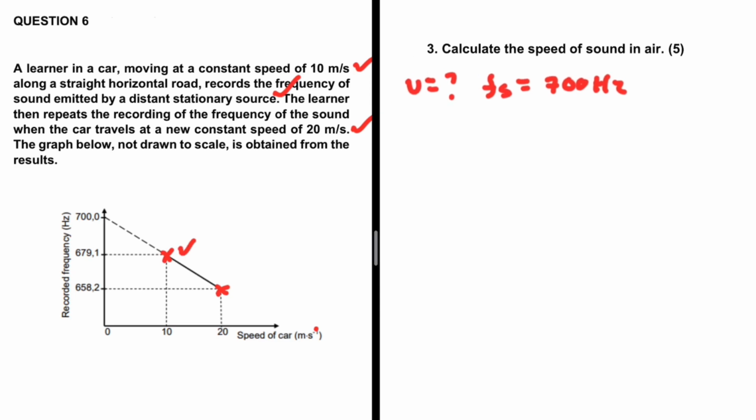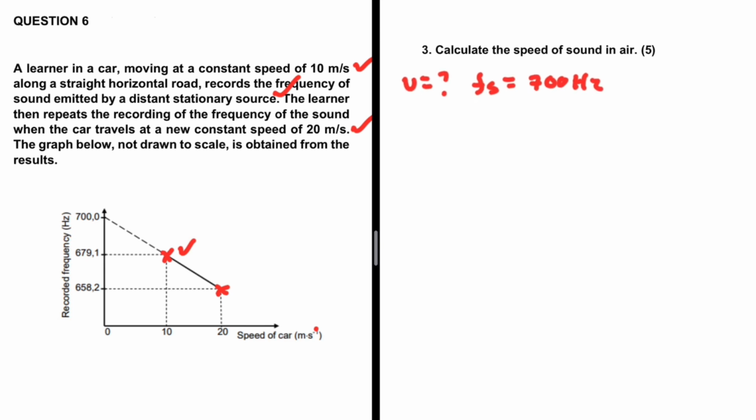So if we use that point, then we would have FL being equal to 679.1 Hertz. That is the observed frequency. And the speed of the car, so that is VL, because it is the listener that is moving in a car, right? So VL will be 10 meters per second. And then Vs is equal to 0. We know that our source is stationary.